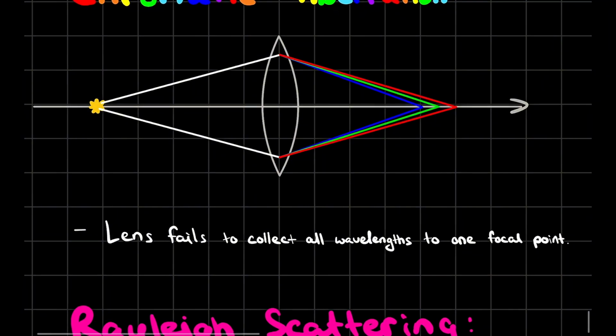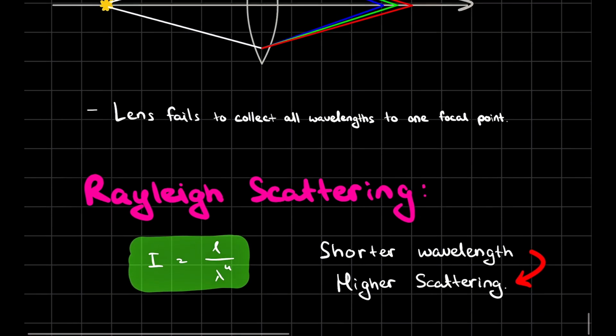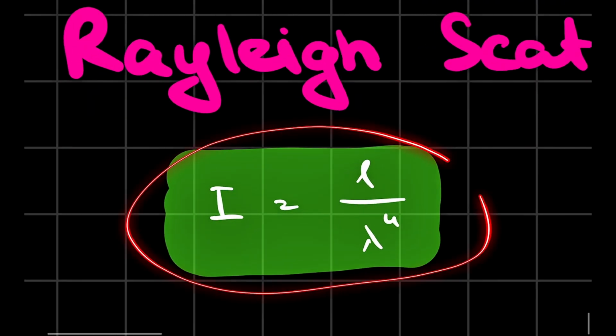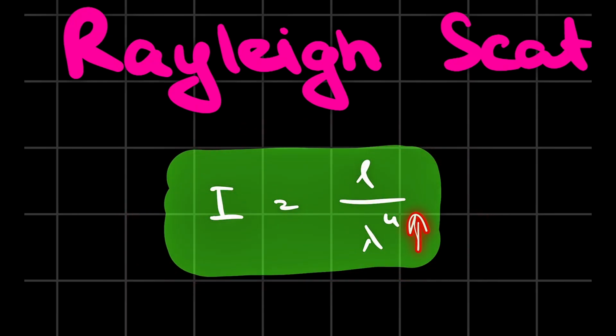So lenses fail to collect all wavelengths to one focal point, okay? The next thing is called Rayleigh scattering. It is something like this, a very simple formula: intensity of light equals 1 divided by lambda to the fourth power, which means that the higher the lambda, the lower the intensity.